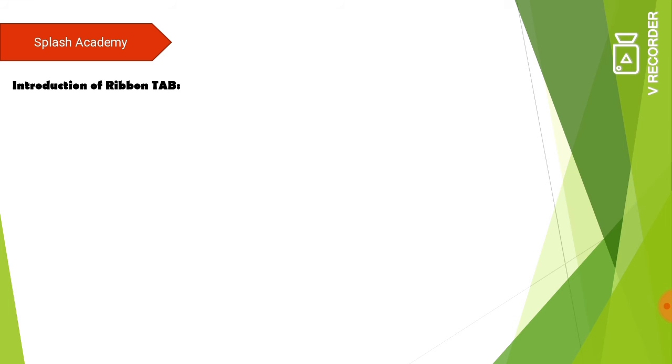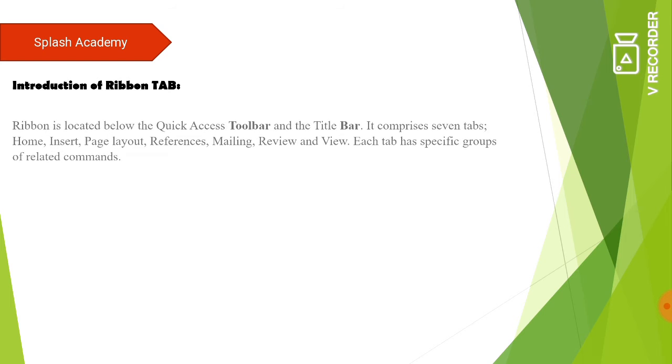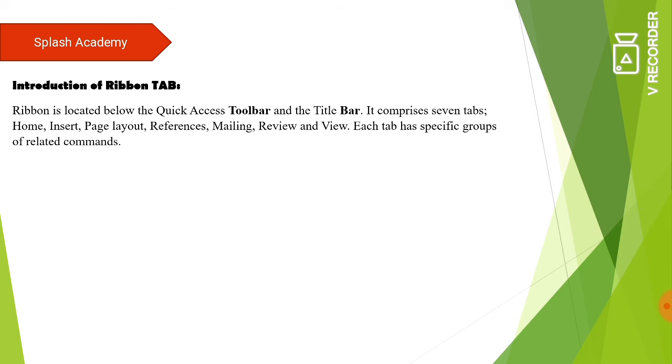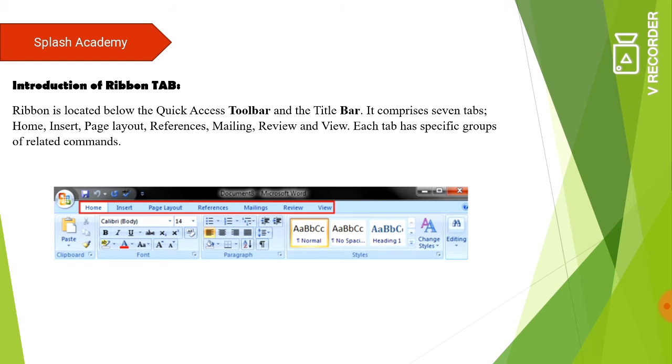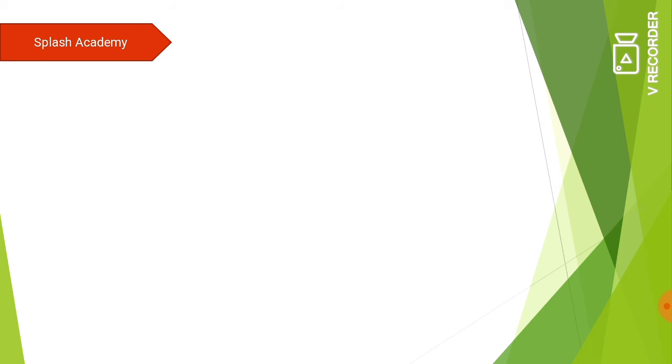First, ribbon tab. What is this ribbon tab? Where is it located? The ribbon tab is located below the quick access toolbar. It comprises 7 tabs: home, insert, page layout, references, mailing, review and view. The red colored highlighted part is known as the ribbon tab. Each tab has specific groups of related commands.